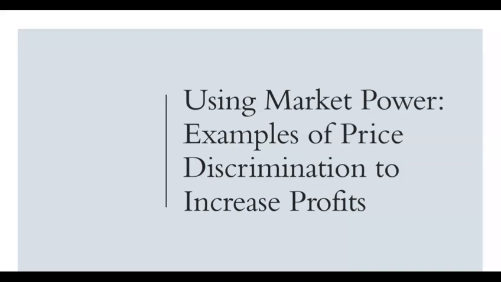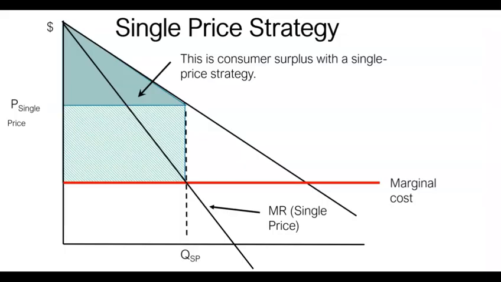Consider the case where the firm uses its market power, in other words, its ability to set price in the market, to discriminate between customers. In other words, to charge different prices to different people. Before we do that though, let's just consider the single price strategy.